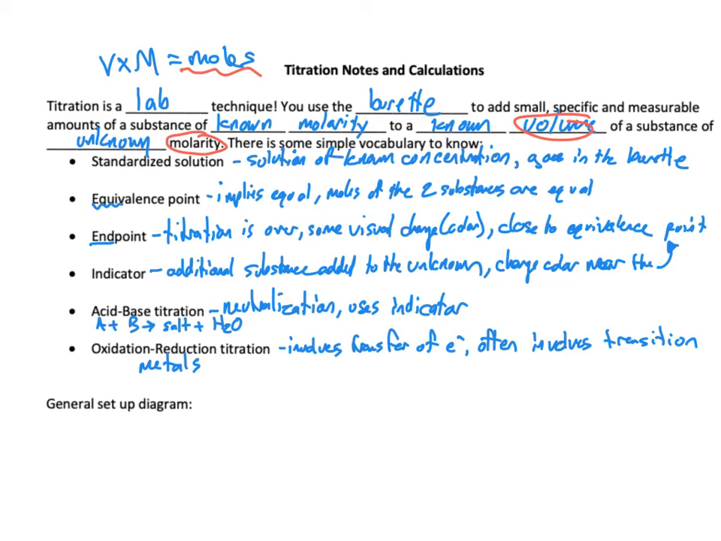All right, so those transition metals change color with different oxidation numbers. So frequently, you don't need to add an indicator with an oxidation reduction titration because the chemicals involved in the process itself, in the reaction, will change color.